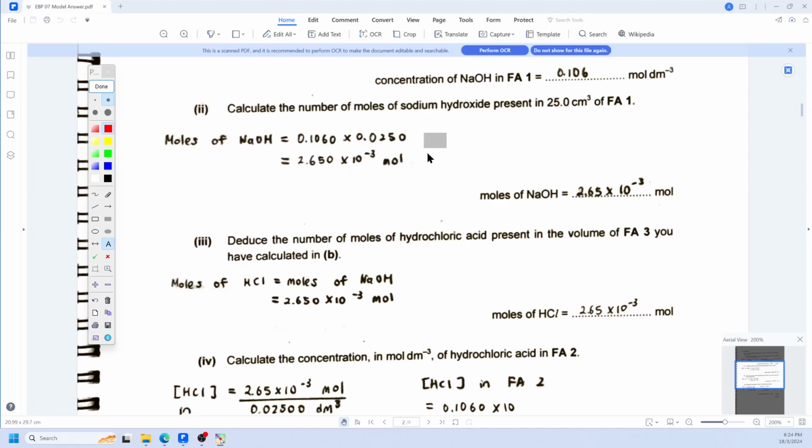0.0250. Please do take note that your base is in the conical flask. So 0.0106 times 0.025 gives 2.650 times 10 to the negative 3. Here usually I give about 3 significant figures. Now, moles of HCl equals moles of NaOH, because it is a 1-to-1 ratio in the stoichiometry. So the moles of NaOH and the moles of HCl in the burette are the same.